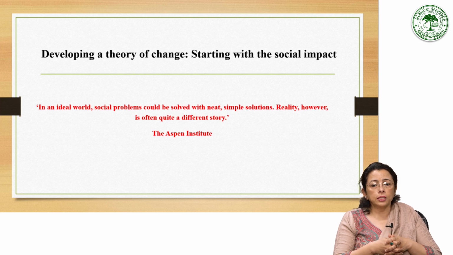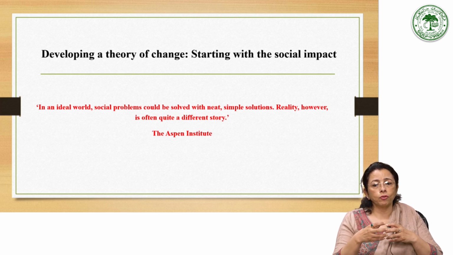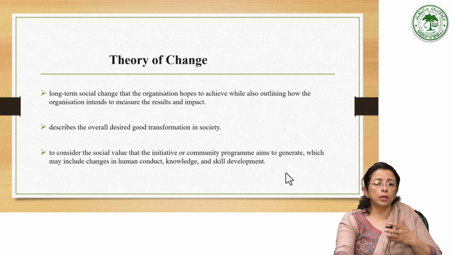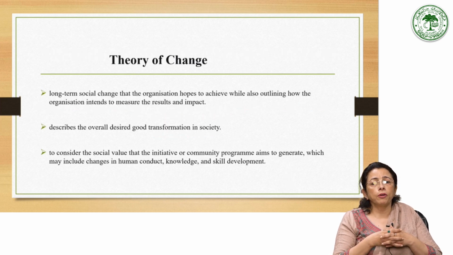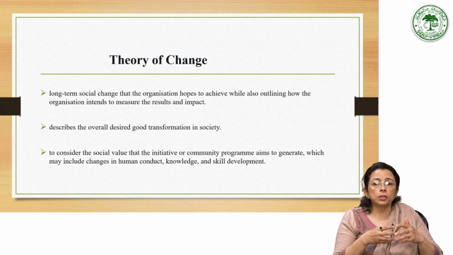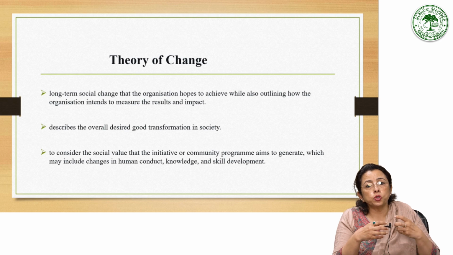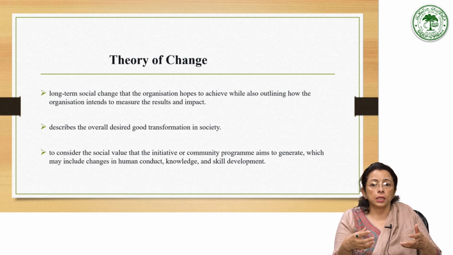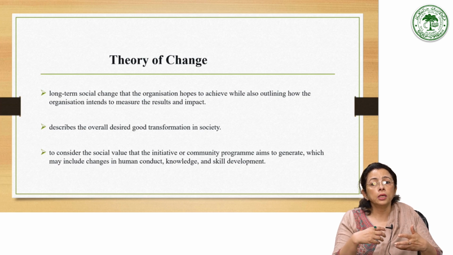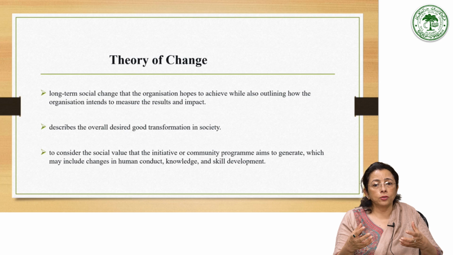So it articulates how one area influences the other. So let us see what this theory of change is. It defines a long-term change that the organization hopes to achieve, while also outlining how the organization intends to measure the results and the impact. Begin with the social impact, keeping in mind the desired outcomes for the company. So this section will describe how the overall desired transformation takes place in the society.